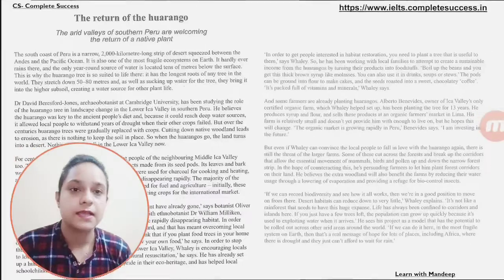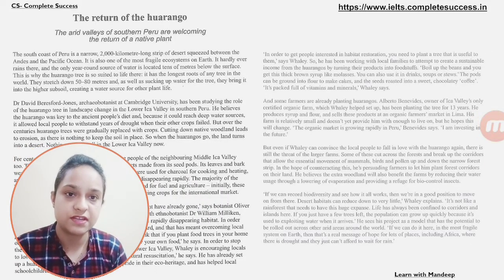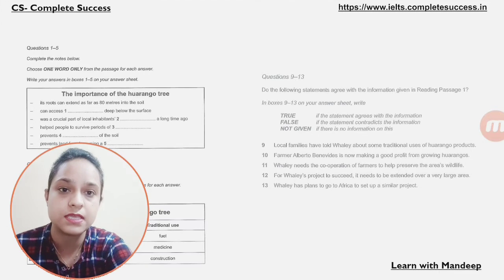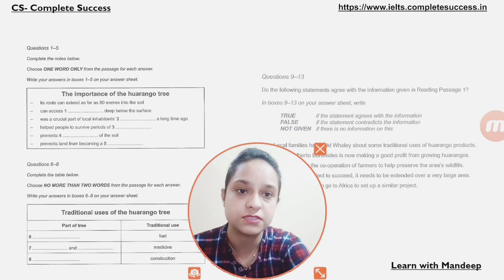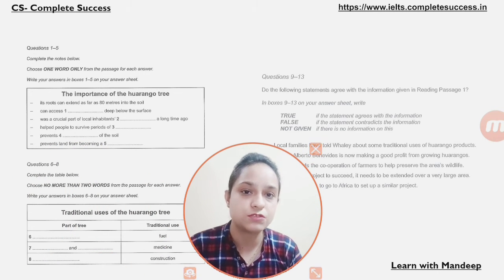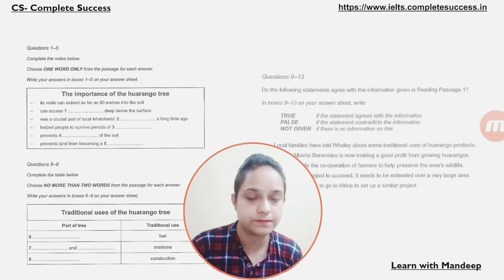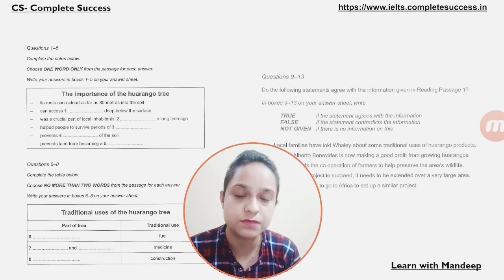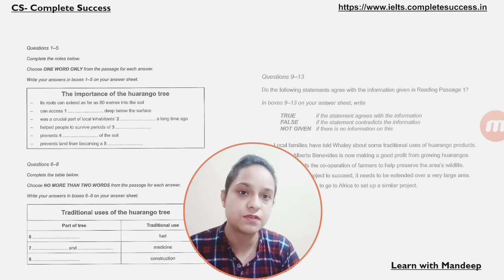Okay, and then suppose here is a paragraph and the types of questions. Firstly there is notes completion, then table completion, and then true false not given, where you will find the answers. Firstly there is notes completion with blanks. There is the importance of the hearing rule.